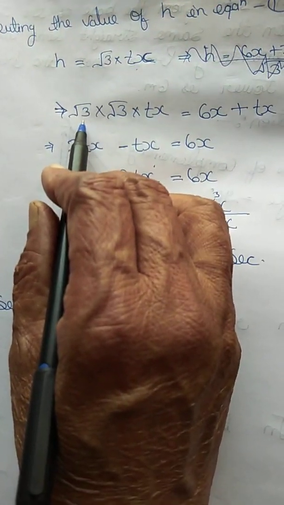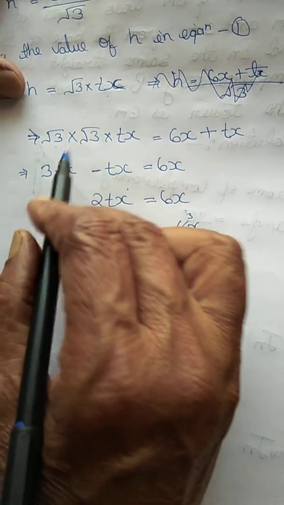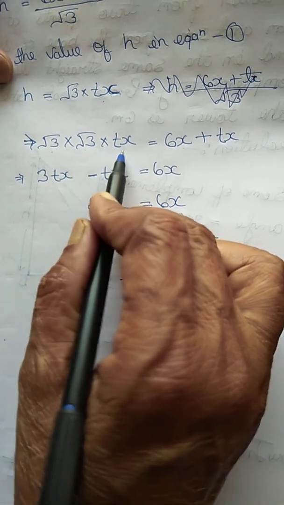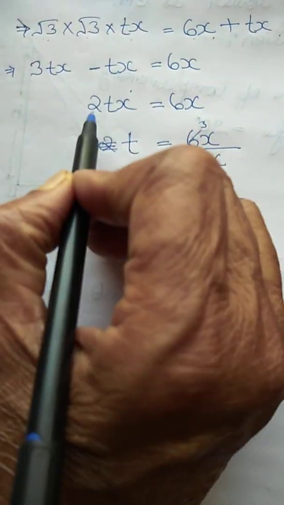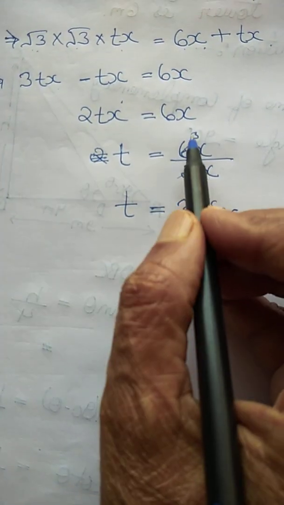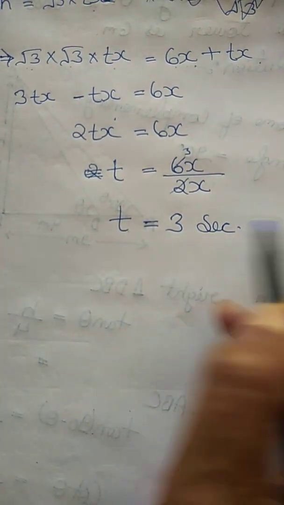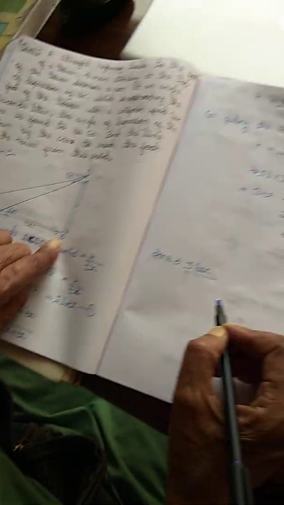So root 3 into root 3 into Tx becomes 6x plus Tx. 3 into root 3 into root 3 becomes 3Tx. 3Tx minus Tx is equal to 6x. 3Tx minus Tx is equal to 2Tx. 2Tx is equal to 6x. T is equal to 6x upon 2x. So T is equal to 3 seconds. The answer is 3 seconds, the time taken by the car to reach from point C to point B.